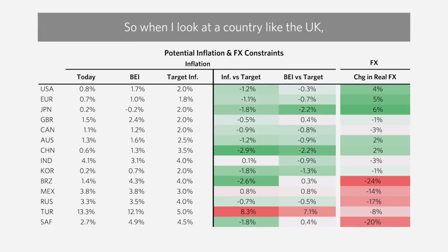So when I look at a country like the UK, probably a little bit more constrained, needs to attract foreign capital, has a higher inflation rate to start with, a little bit more constrained than, let's say, the US with its reserve currency status and its lower inflation rate than the UK. And then countries like Europe and Japan, while they're not doing as much, have a lot of room to do more because their inflation rates are lower and they're not that dependent on foreign capital.